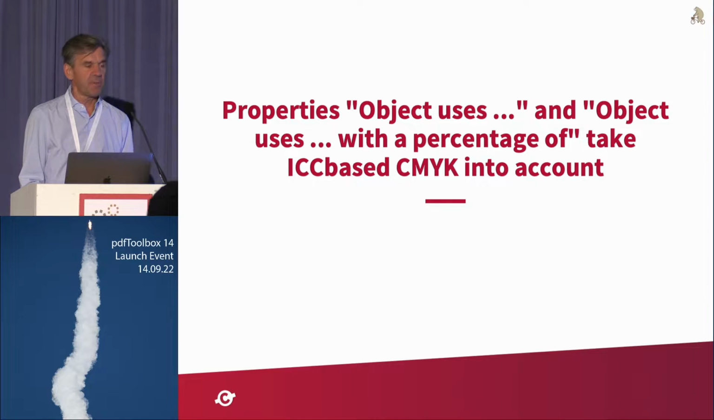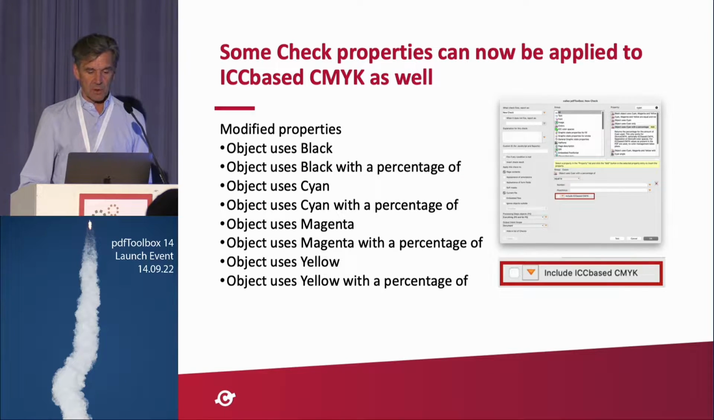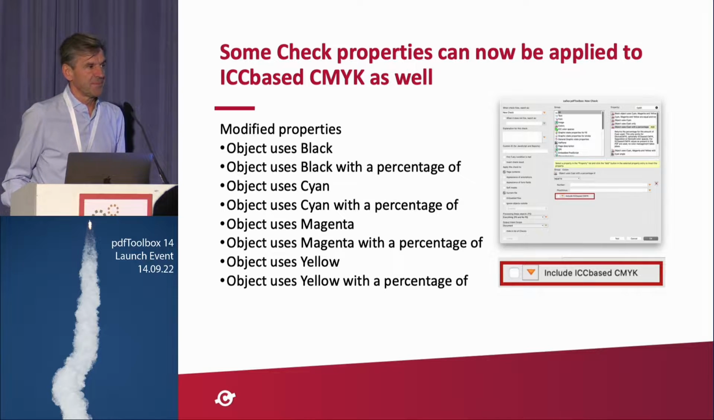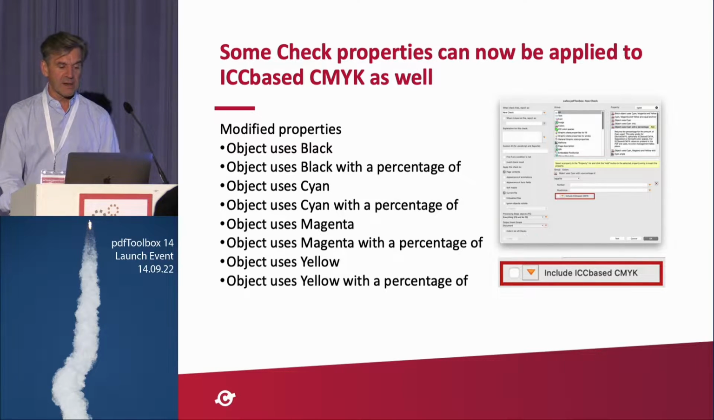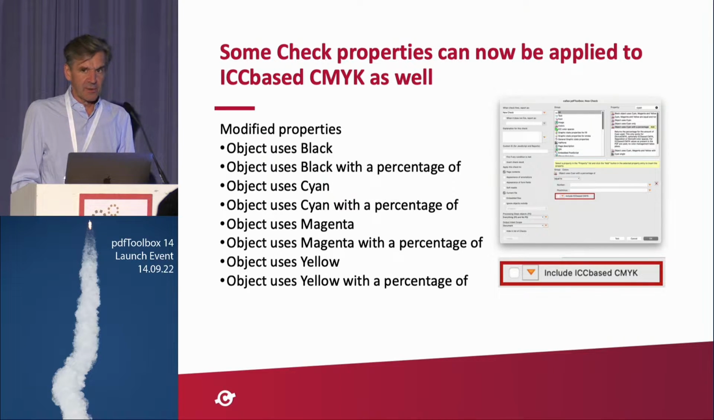There are a couple of properties that already existed in pdfToolbox when I joined Callas software 20 years ago. When I joined, there already were properties in PDF Inspector at that time: object uses black with a percentage of, and so forth. And all of them annoyed me for 20 years because they ignored ICCbased CMYK.